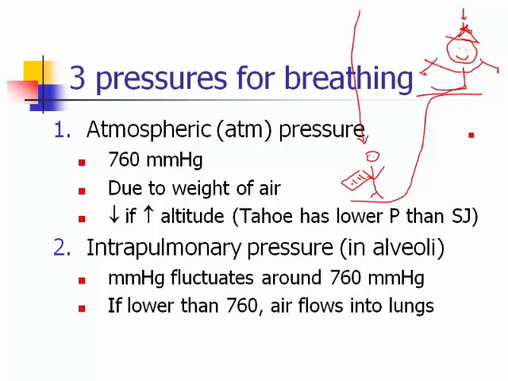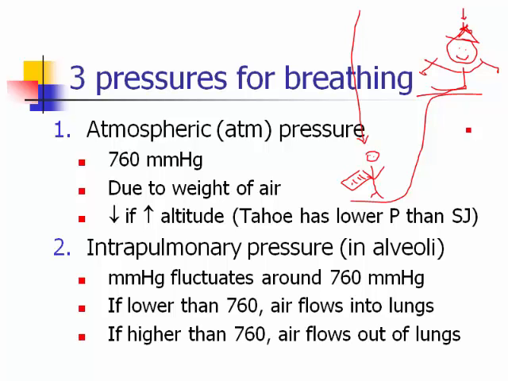If you had 760 outside and 770 inside your lungs, then you would push the air out. So it always goes from high to low. We're like little vacuum cleaners, okay? High to low. So if it's higher than 760, air flows out of the lungs, and that's called an exhale. If it's lower than 760, it's called an inhale.